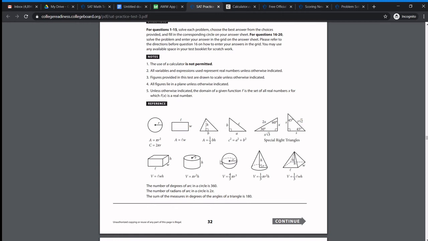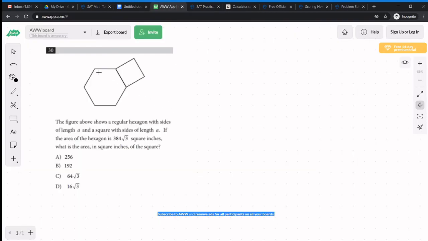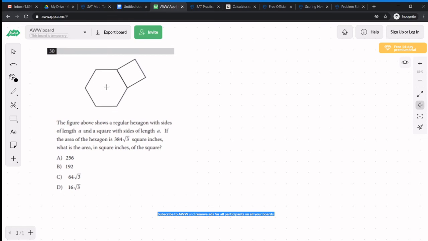Interesting. So it doesn't actually give you the formula for the area of a hexagon, but it does give you the formula for the area of a triangle. And that's important because when you think about it, a hexagon is nothing but 6 equilateral triangles. That's exactly how we figure out the area of a hexagon. We realize that it's 6 equilateral triangles. This is always how you're going to figure out the area of a hexagon. It's just the easiest way to do so.